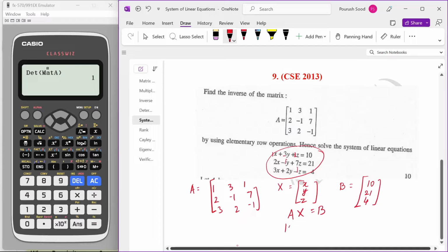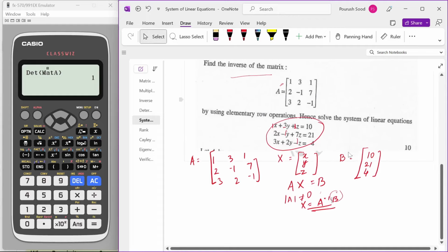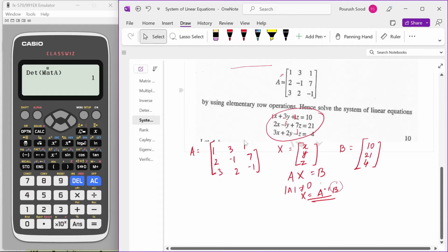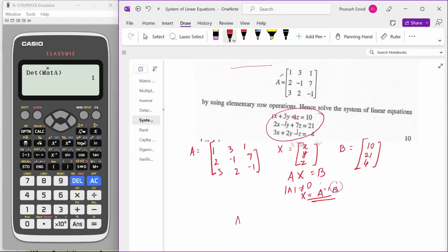If determinant of A is not 0, then X is equal to A inverse B. Here they're asking us to find the inverse of the matrix, so they're asking us to find A inverse basically. After we find A inverse, we'll be able to solve the system of linear equations by multiplying A inverse by B, right? Let me say how you'll write this in the exam. First you'll use the elementary row operations to find A inverse. Once A inverse is found, we know B, and we'll say the solution of the system of linear equations is A inverse B, which is equal to something, okay?